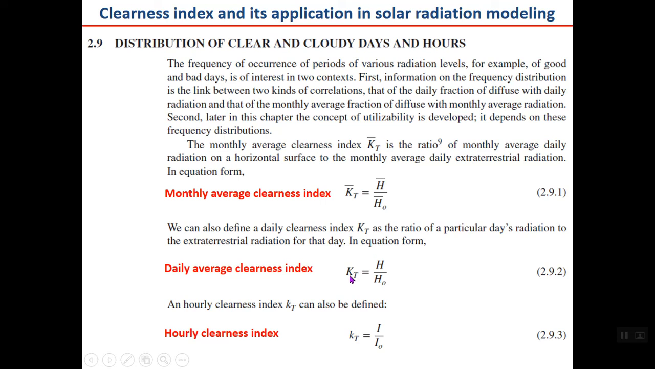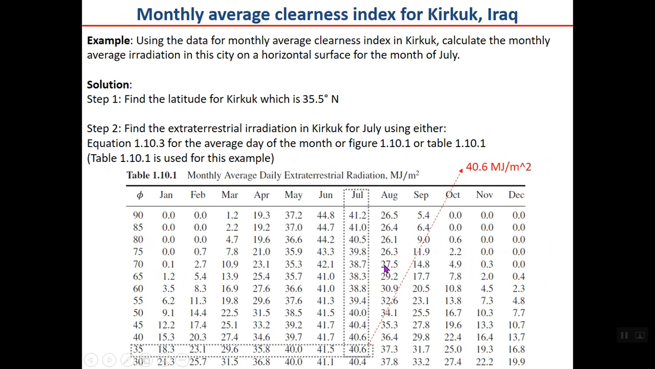Okay, the second case I told you is when you have KT for any specific location. H0, as I told you before, can be calculated simply by the formulas from chapter 1, and then multiplying these together you can find H for that specific location. Let's have an example for this.